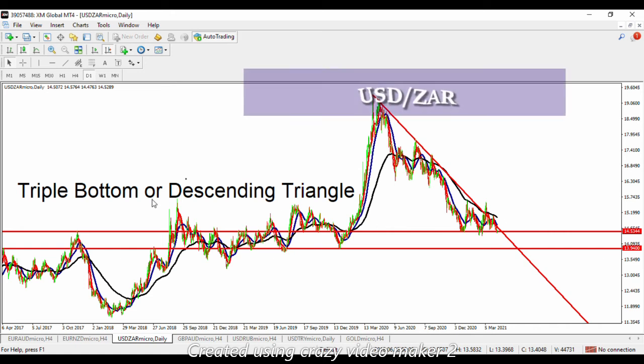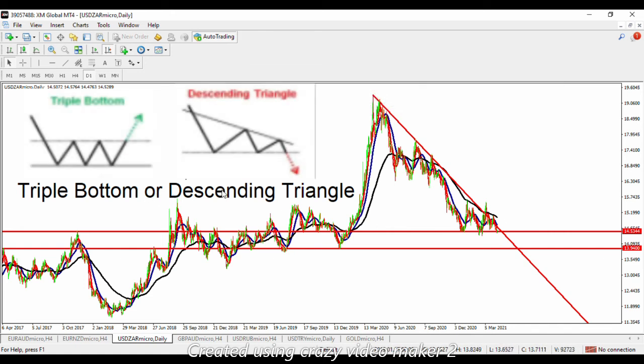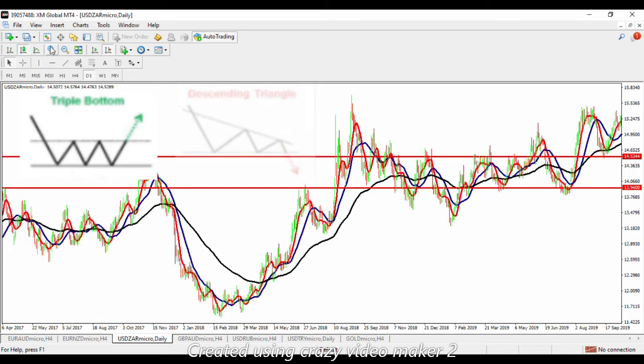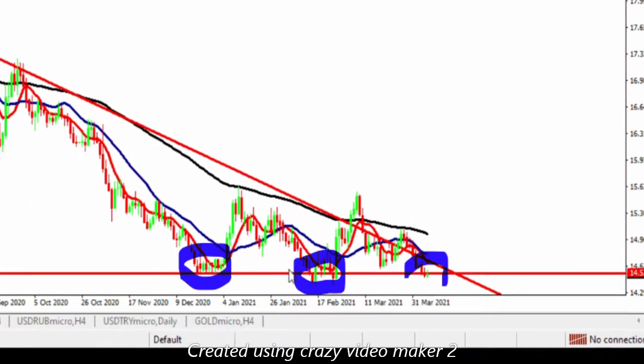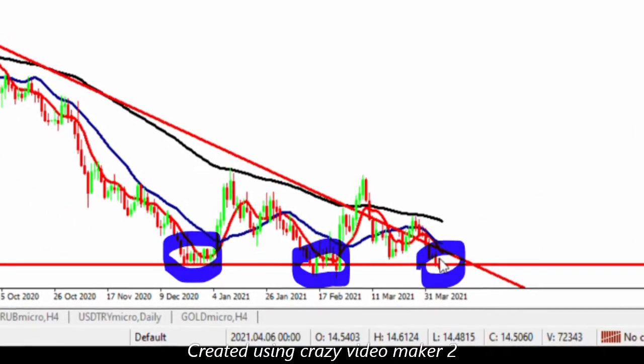Whenever there's a possibility of two different patterns, they would love to drop orders, and you'll usually see that the price will move really, really fast. So here, this looks like a triple bottom, right? This is the US dollar rand. This looks like a triple bottom. This is the first touch, second touch, third touch.